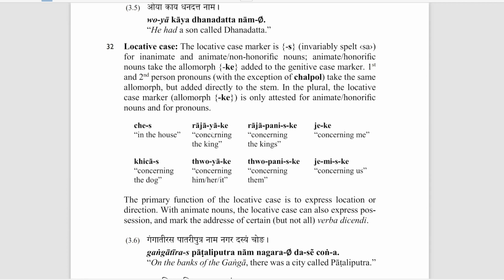You can break this case ending into ya and ge, as ya is the genitive and ge is the locative case ending, but it's very difficult to memorize. I would just suggest remembering ya-ge as the locative case ending for animate nouns. So raja-ya-ge, and that's for the singular. And then for the plural, we have sage. So raja bani sage.